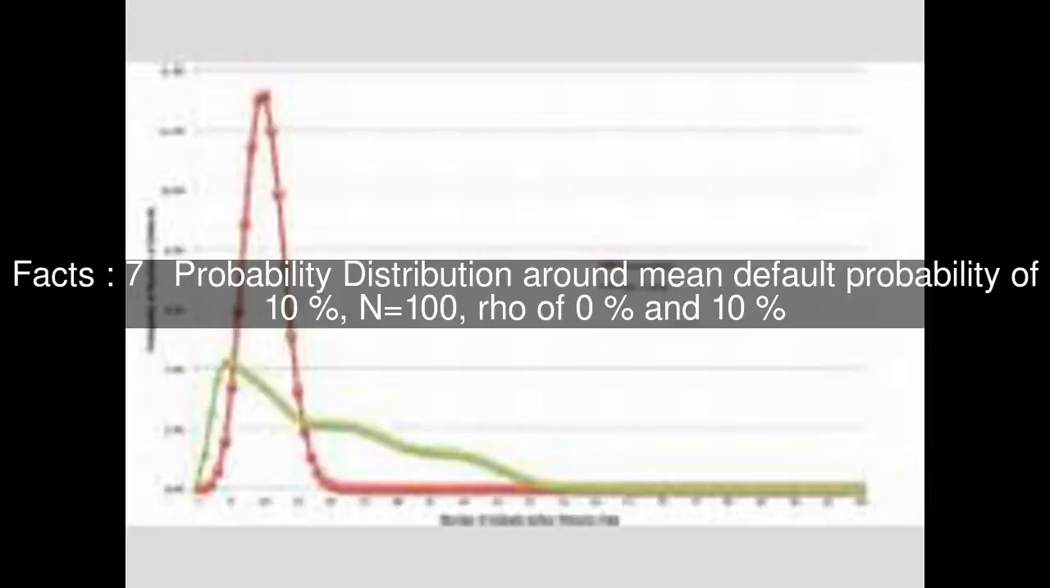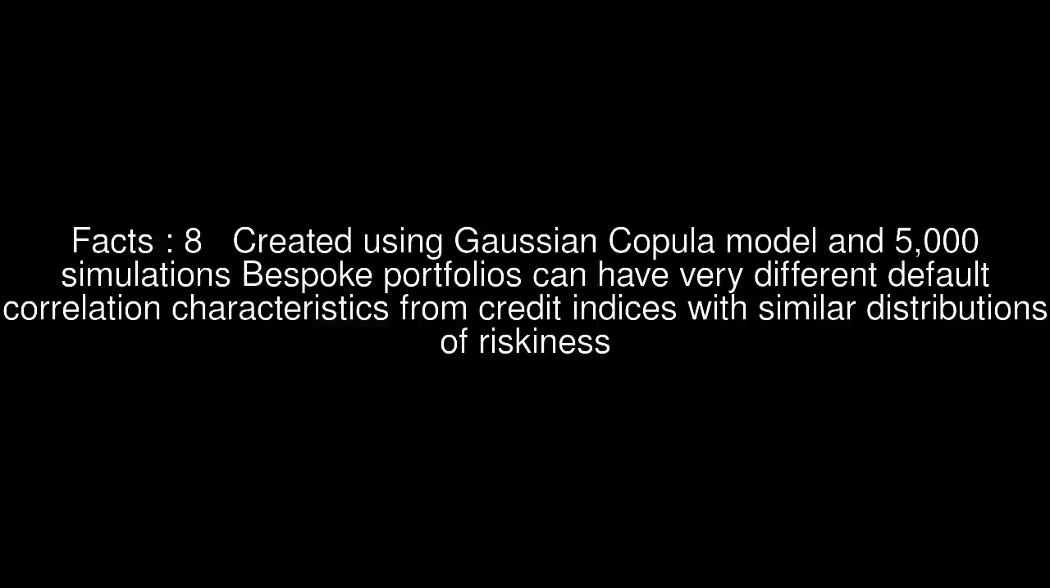Probability distribution around mean default probability of 10%, n equals 100, rho of 0% and 10%. Created using Gaussian copula model and 5000 simulations, bespoke portfolios can have very different default correlation characteristics from credit indices with similar distributions of riskiness.